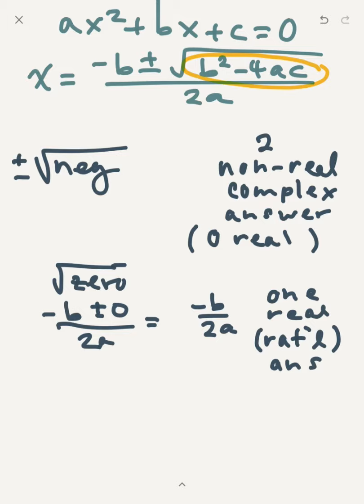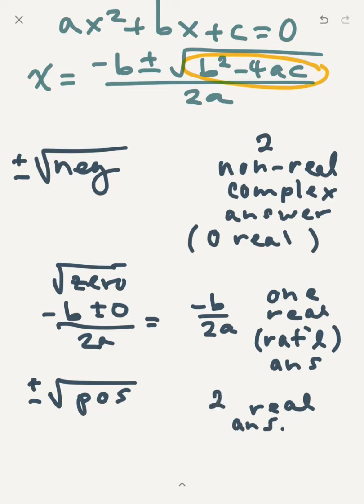Okay, and the third and final case that we can encounter is that this might be positive. If you take the square root of a positive number, you get a real answer. It may be rational, it may be irrational, depending on whether that positive number is a perfect square or not. But regardless, we know that it's going to be real. So again, we are using the positive version of that and the negative version of that, and so that means that you are going to have 2 real answers.